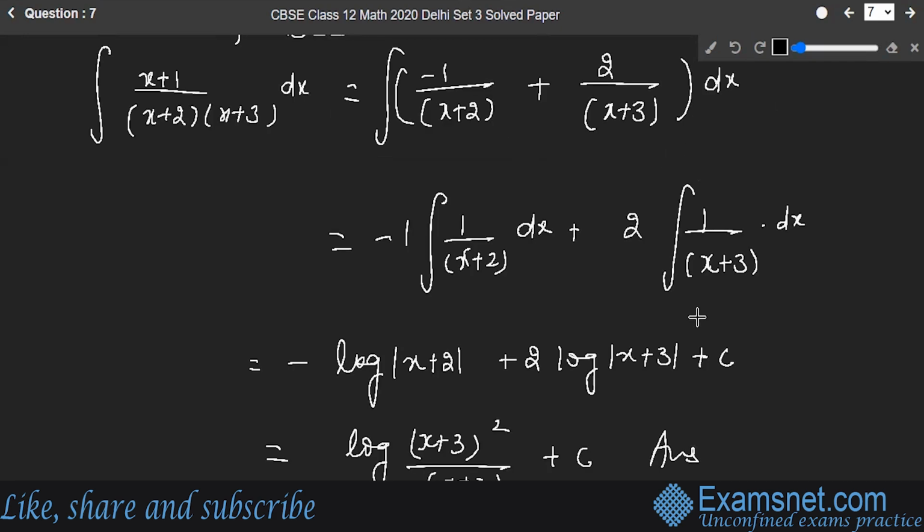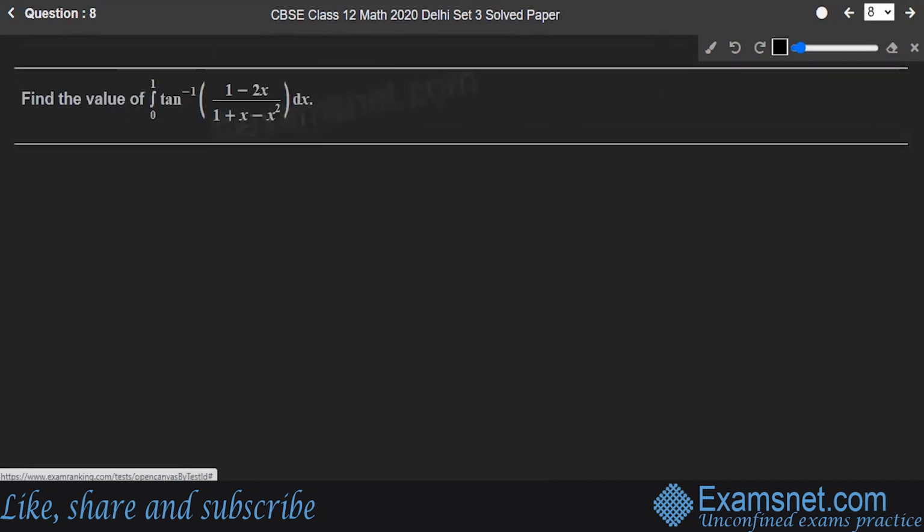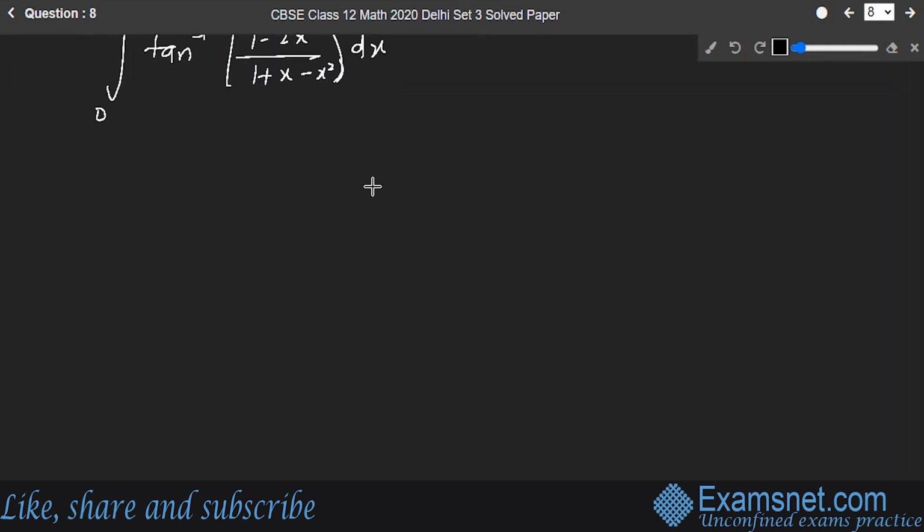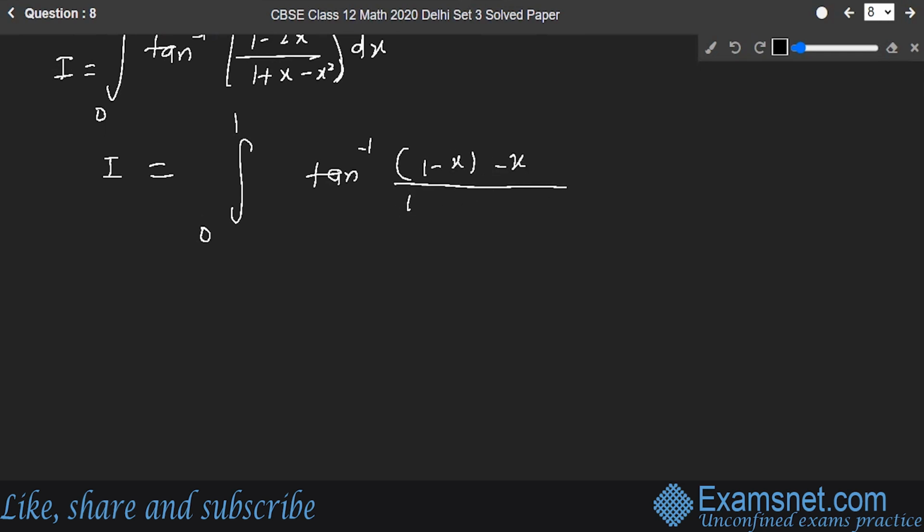Hope you understood that. So let's move to the next question, number 8. You have to find the value of the integral from 0 to 1 of tangent inverse of (1 minus 2x) upon (1 plus x minus x square) dx. Okay. So let's say this is equal to I. So this I is equal to the integral from 0 to 1 of tangent inverse of (1 minus x) divided by (1 plus x into 1 minus x) dx, right?